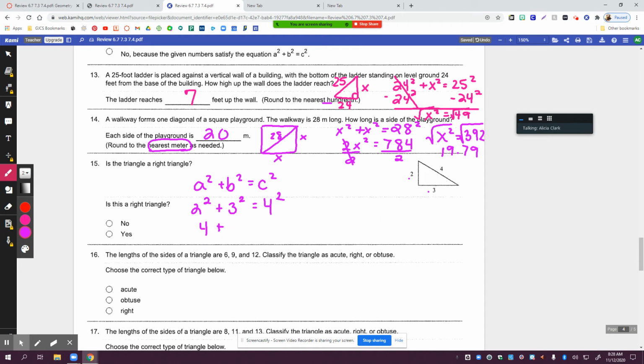2 squared is 4, 3 squared is 9, and 4 squared is 16. Now, if I add 4 and 9, that's only going to be 13, so that is not going to be the same as 16. If those are not equal to each other, then it does not make a right triangle.